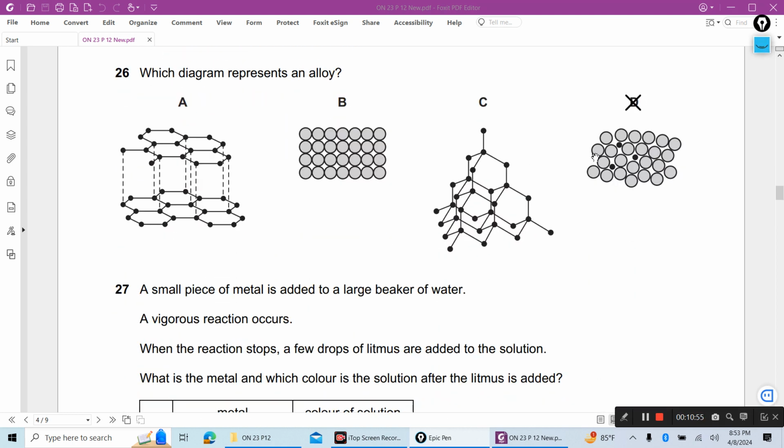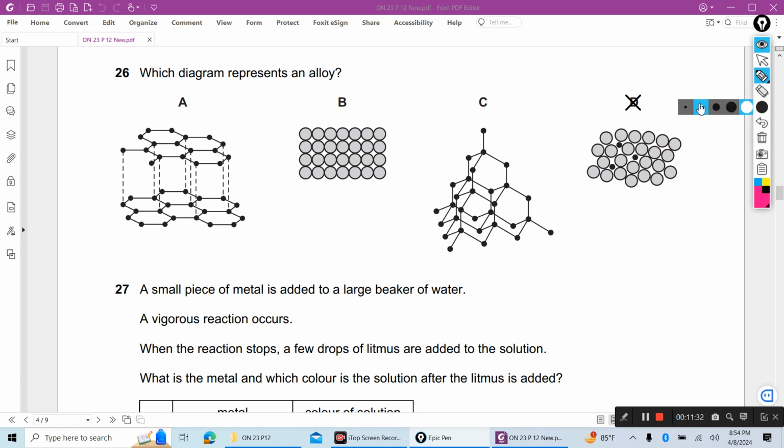Now 26. Which diagram represents an alloy? And you know, an alloy is a mixture of two or more metals, or a metal with a non-metal. So this is graphite, this is the same size of atom, this is diamond, this is the alloy. One is a larger atom, another is a smaller atom, different sizes of atom. So this is the alloy.